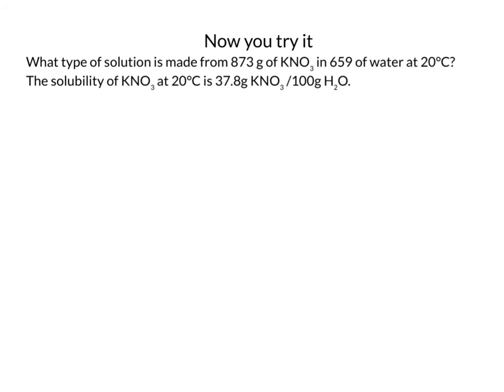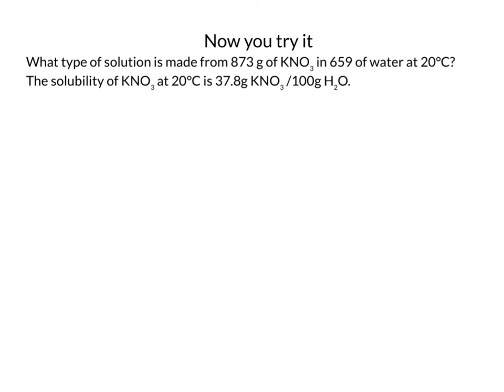So we're going to start with our known solubility at 20 degrees Celsius, and that is 37.8 grams of KNO3 per 100 grams of water. If we get that exact amount for our solution, then it is a saturated solution. If we have a number that is larger than 37.8 grams of KNO3 per 100 grams of water, then it's supersaturated, and if we have a number that's less than the 37.8, we will have an unsaturated solution.